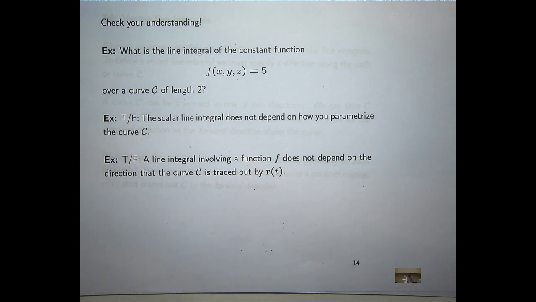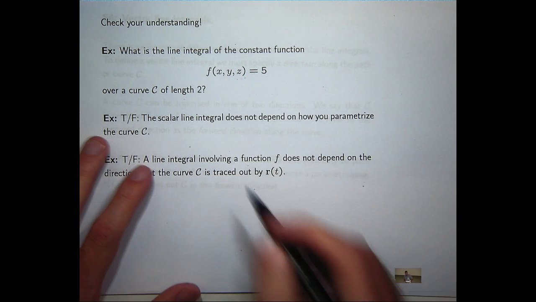Now, these are good questions. True, false. Suppose I've got a constant function, 5, and I'm integrating that constant function over a curve where I know the length of the curve. Say the curve length is 2. What will the path integral, the scalar line integral value be? 10. Who said 10? You. Yes, you're absolutely right.